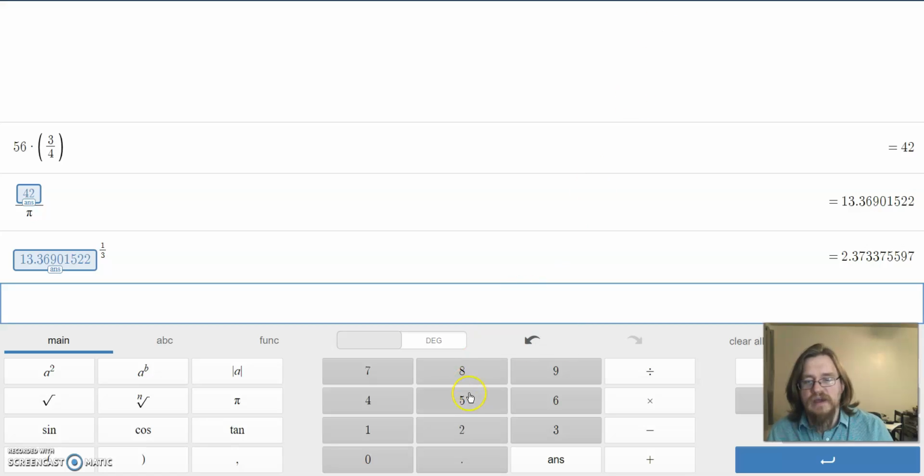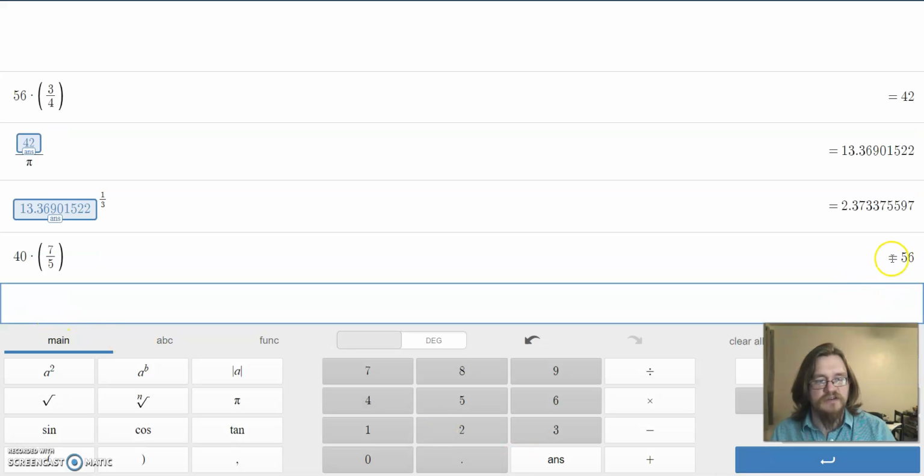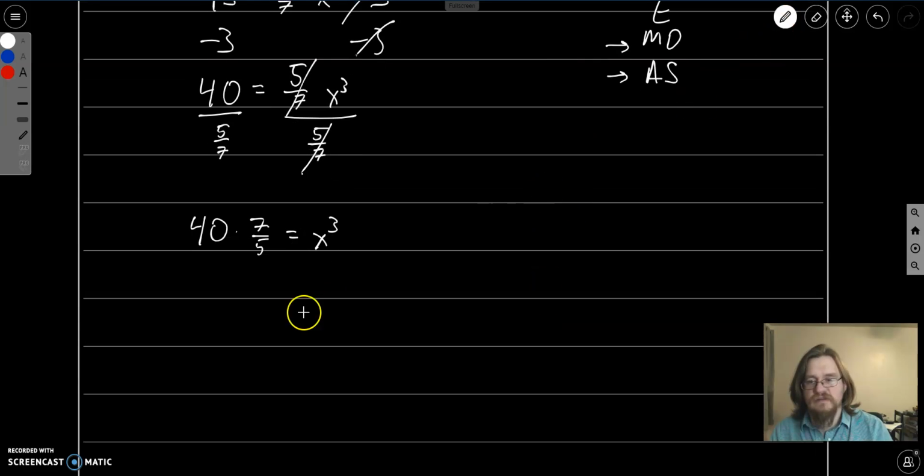This is something that we could work out by hand fairly easily. I'm just going to use my calculator. So I'm going to take 40 times, and I'll use parentheses to make sure I get the whole fraction together, 7 divided by 5. It adds the last parenthesis in there for us. We'll hit enter, and we get 56. So let's simplify this. So we have 56 is equal to x to the 3rd power.